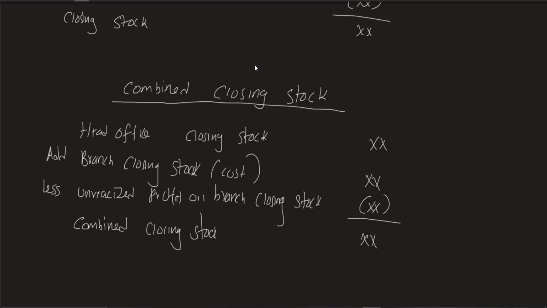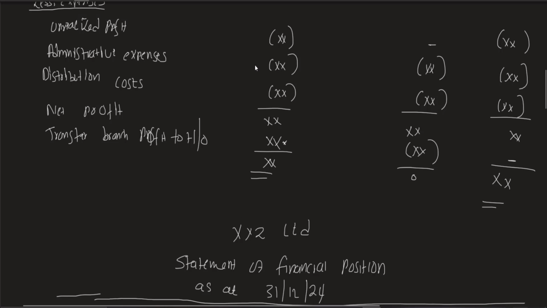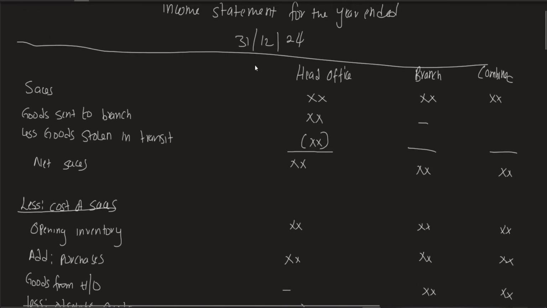So those are the formats. And our main concern was how to value the closing stock. If we know that, then the rest is quite easy, because from the income statement you can see it's fairly what we have been doing in the past. It's very similar to the income statement of any other business. The only addition is the goods sent to branch, which will appear here as sales for the head office, and we less the goods which were maybe stolen or spoiled in transit.